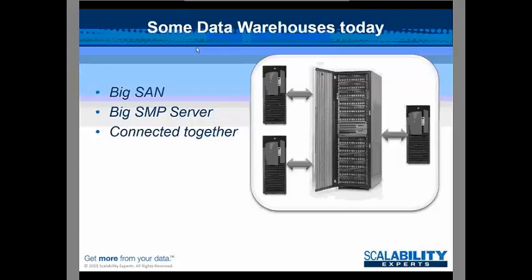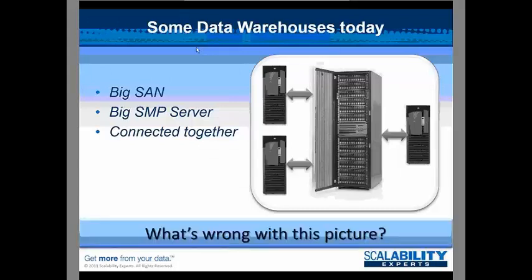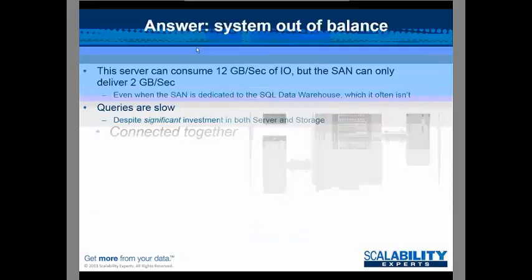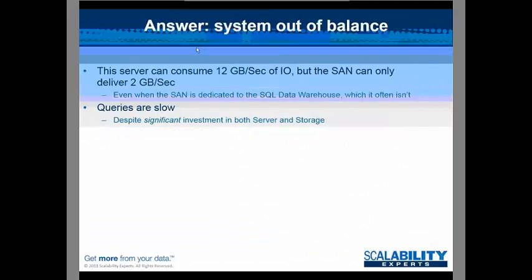And what's wrong, there's something wrong with this, okay? And the answer to that is that we've gotten an out-of-balance system. Okay, the SAN was originally set up and configured to be able to handle 2 gigs per second of data access. However, when the data warehouse gets put on there, we need 12 gigs per second to actually be able to access the data to support our queries. The queries are becoming slower and slower, and end users are starting to complain about it.